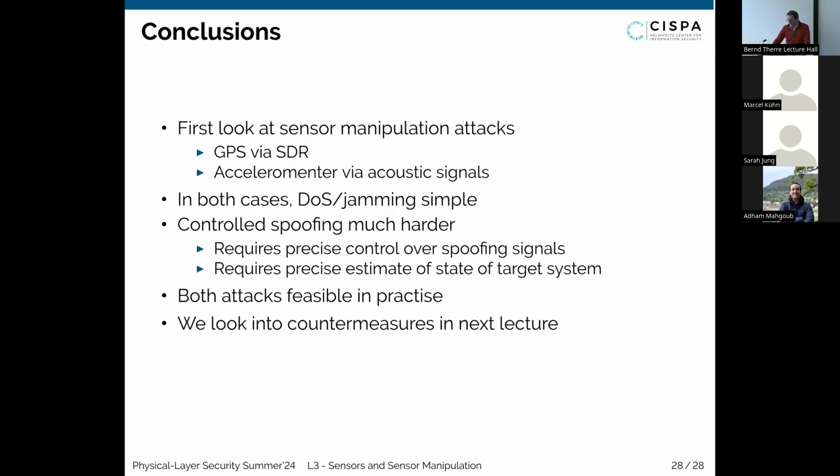And in the next lecture, we will look a little bit more into maybe the IMU manipulation, and then also into more countermeasures, what you could now do, at least against the attacks that we discussed so far, to detect or prevent these attacks.